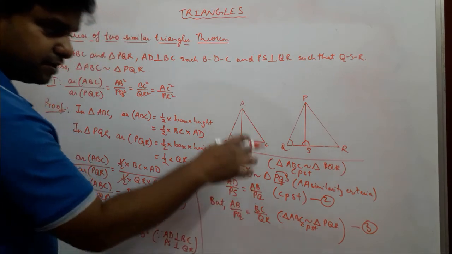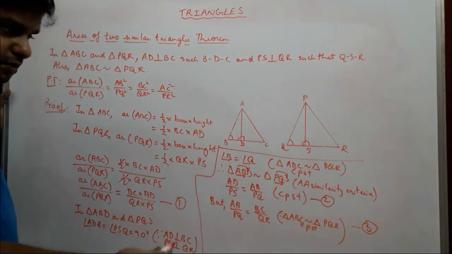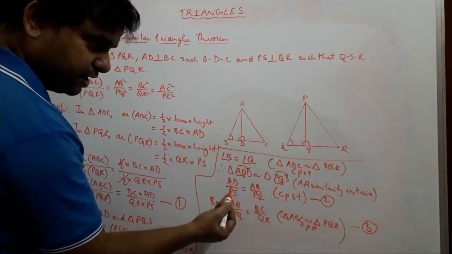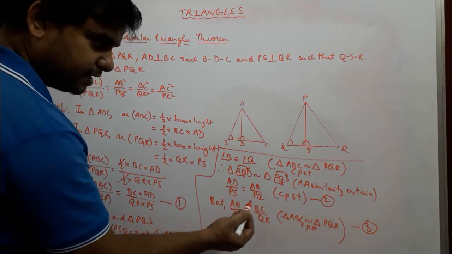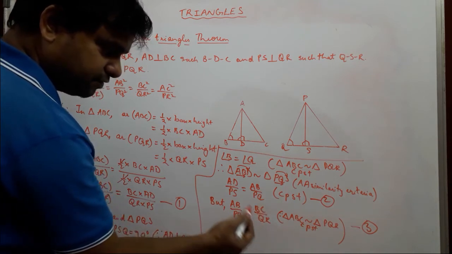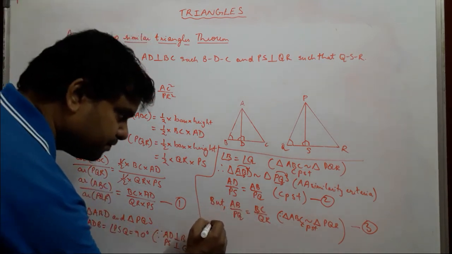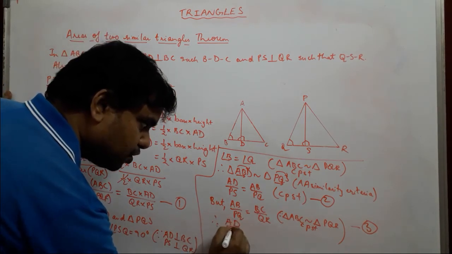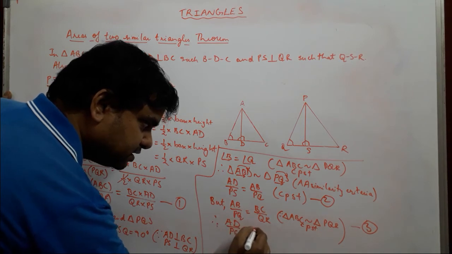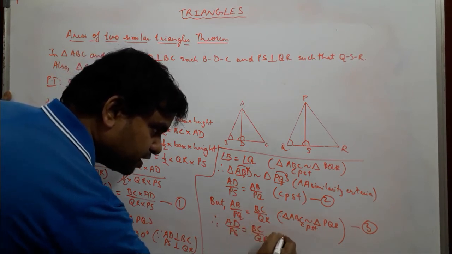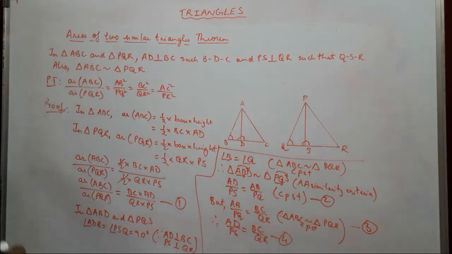So similarly, if we take it in mathematical sense, it also holds true that AB upon PQ is equal to AD upon PS, and AB upon PQ is also equal to BC upon QR. Hence we can say therefore that AD upon PS is equal to BC upon QR, and we mark this as 4.